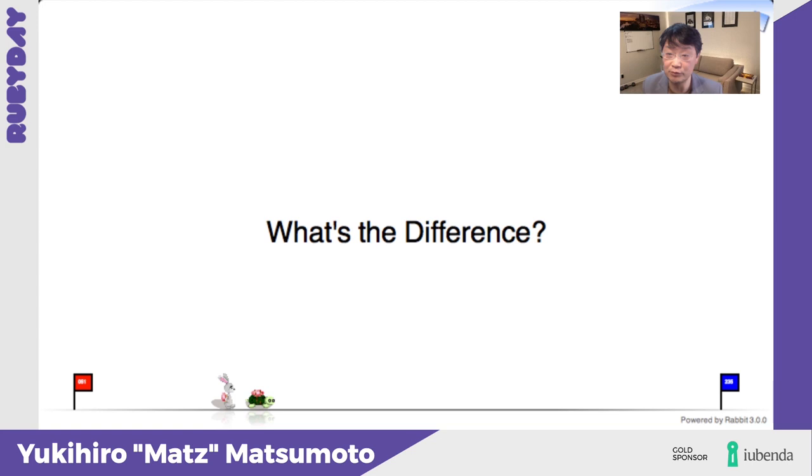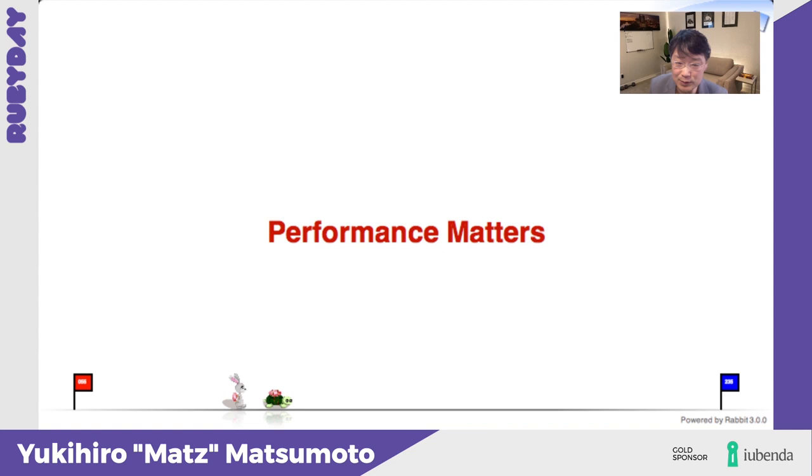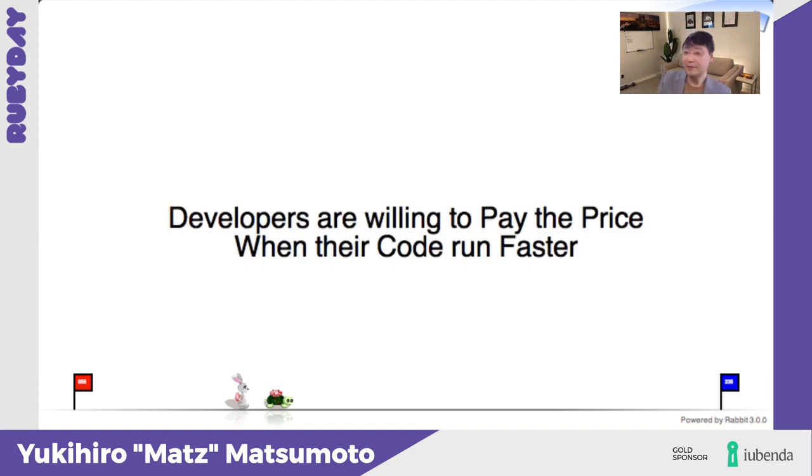So we learned that performance matters. Developers are willing to pay the price when their code runs faster. But if they get, say, a cleaner language, or less confusion, or a more intuitive language, that doesn't matter that much. Yeah, cleaner is nice, and more intuitive is nice, but performance is gold. Performance heals problems. And then performance forms reputation.